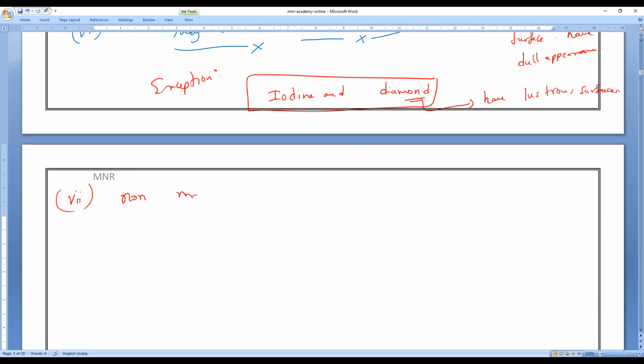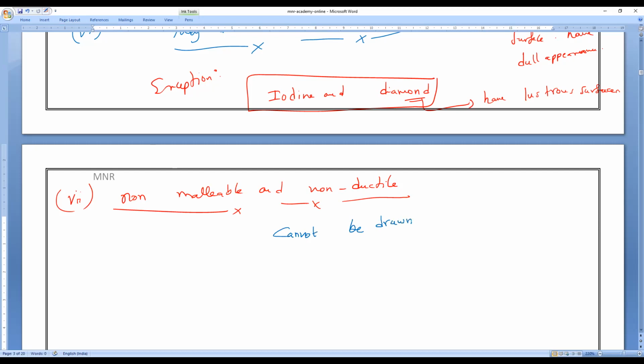So they are non-malleable and non-ductile. Wonderful. So if you hit them with a hammer, or you try to draw them into sheets, what will happen? They will be converted into powder.